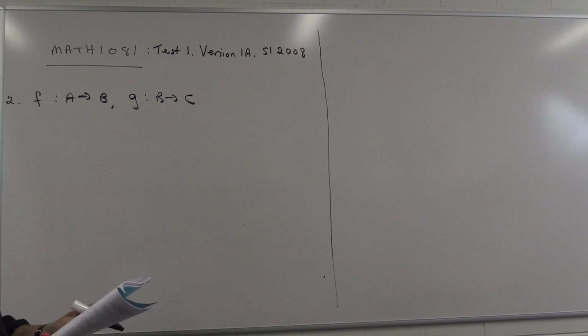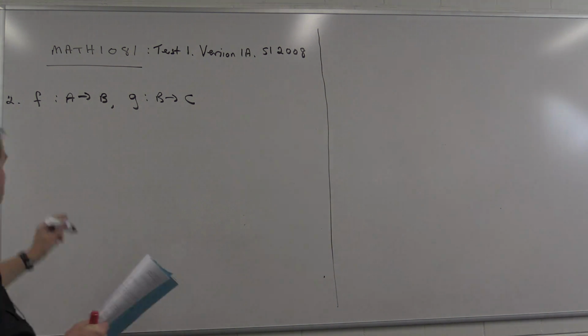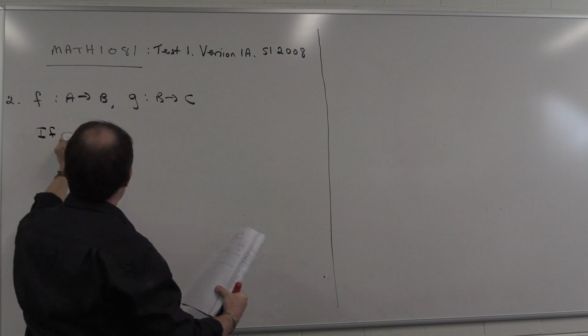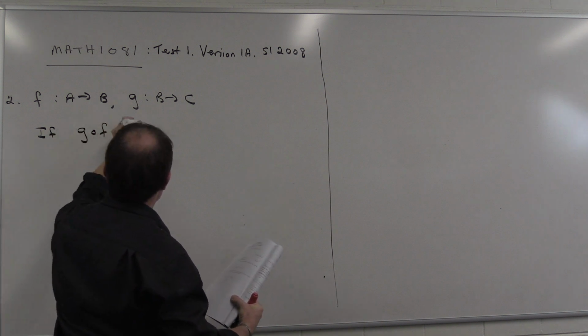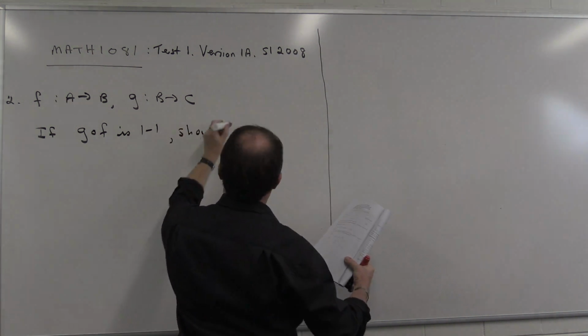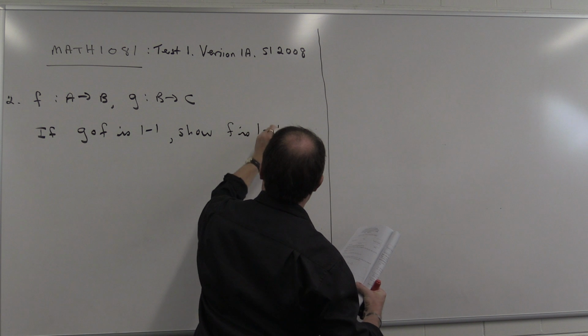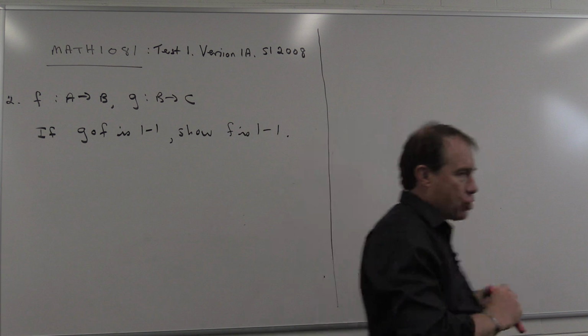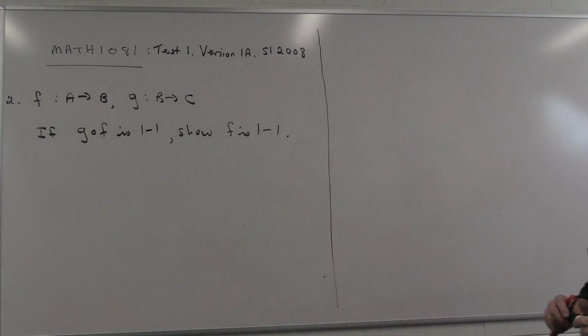These are functions, and we're asked to show that if the function g circle f is 1 to 1, we're asked to show that the function f is 1 to 1. Another name for 1 to 1 is injective, is the fancy name for 1 to 1.